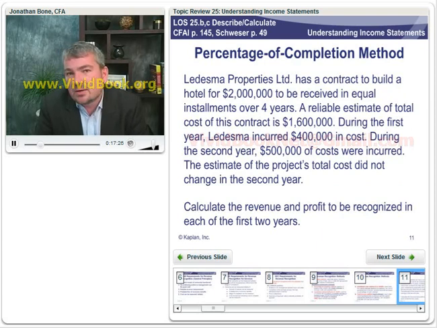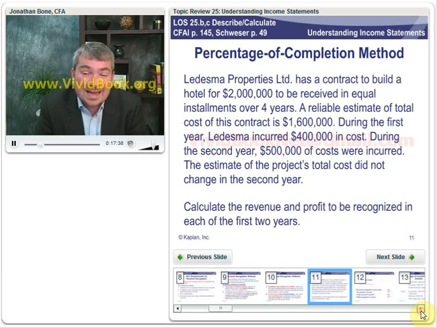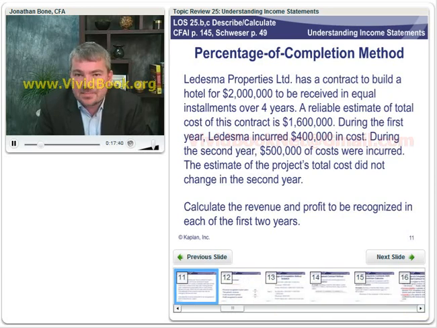Now we're told that Ledesma has incurred $400,000 in cost during the first year and $500,000 of cost in the second year. And the reliable estimate of total cost has not changed from year to year. And we need to calculate the revenue and profit recognized in each of the first 2 years.